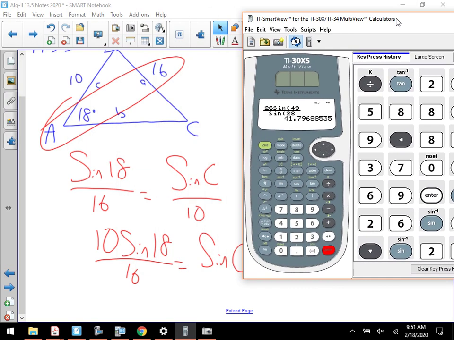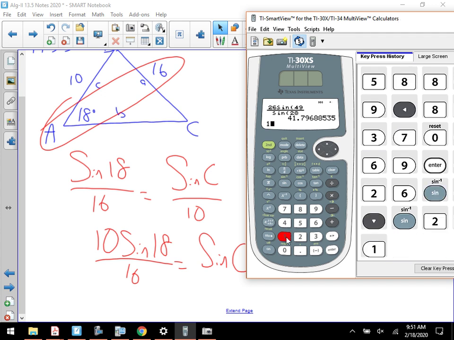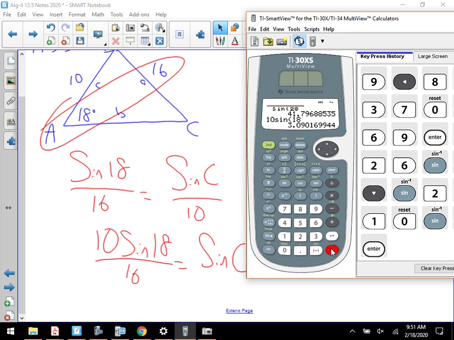Oh, wait, so reverse the sine of the second. So you do inverse sine. Yep, make sure you're in your degree mode, okay? So 10 sine 18. If I hit enter, then I divide by 16, or use your fraction bar. Don't write it all as one string unless you close the parentheses. Something else will go wrong. That would be bad. This is my decimal value that equals the sine of C.